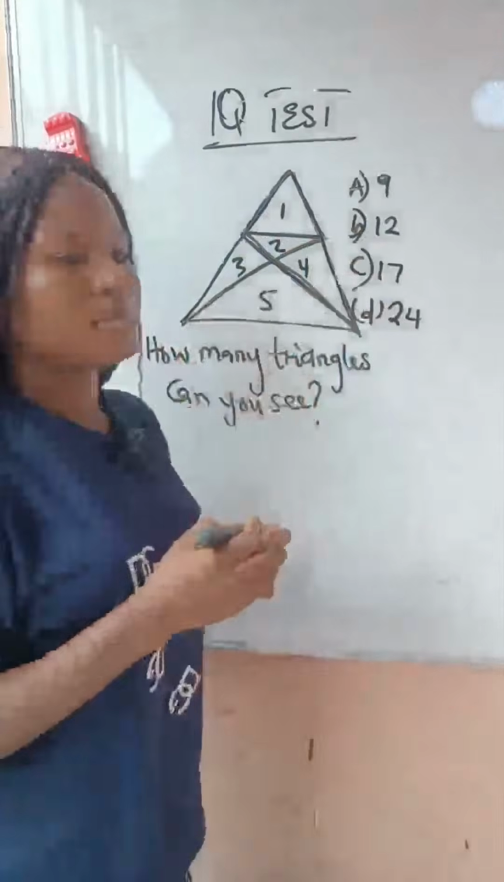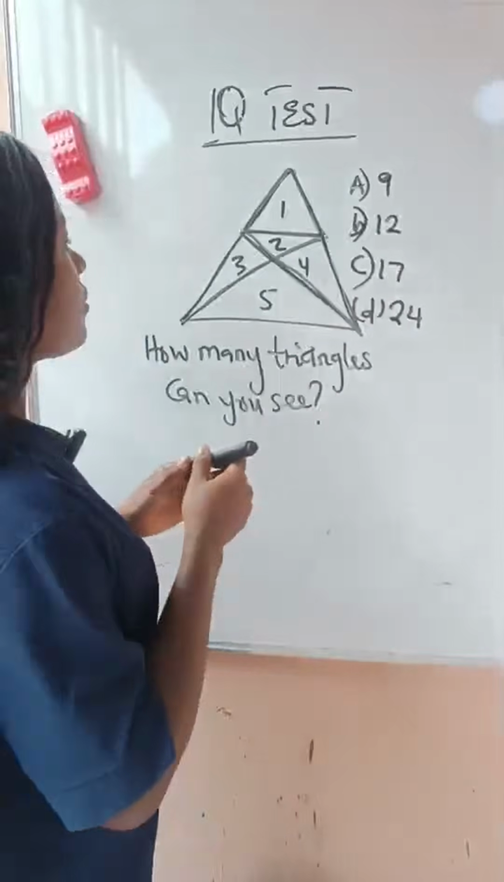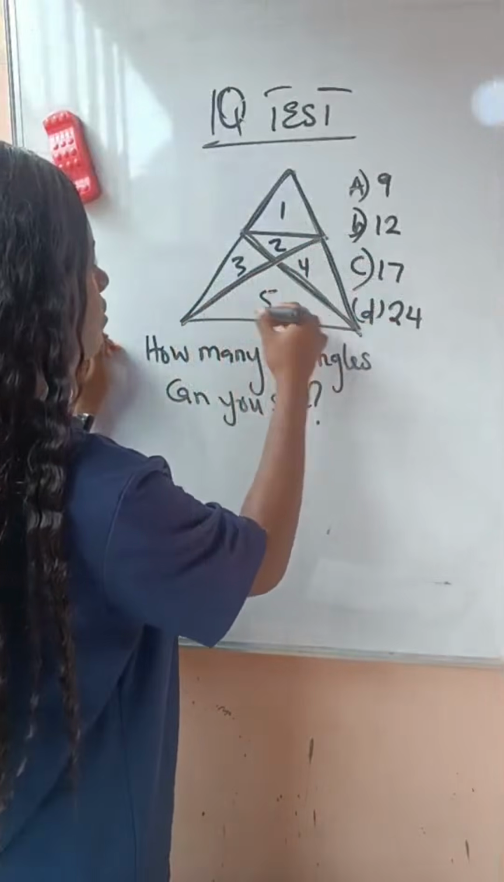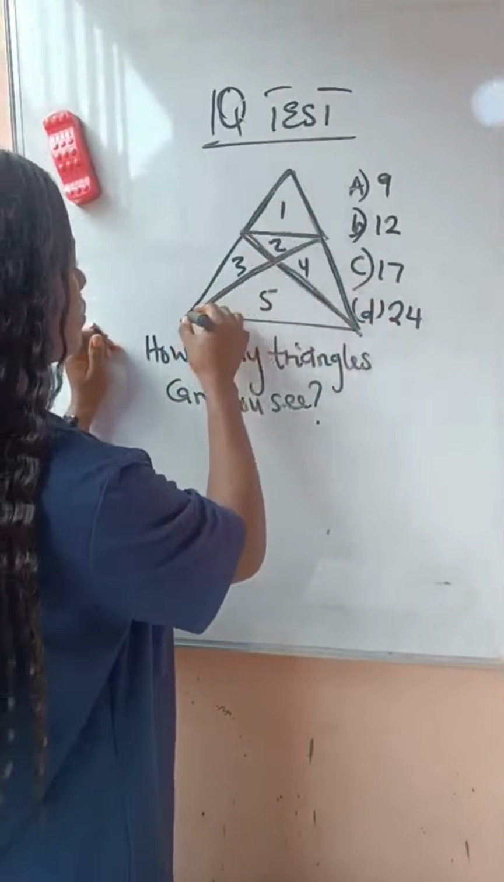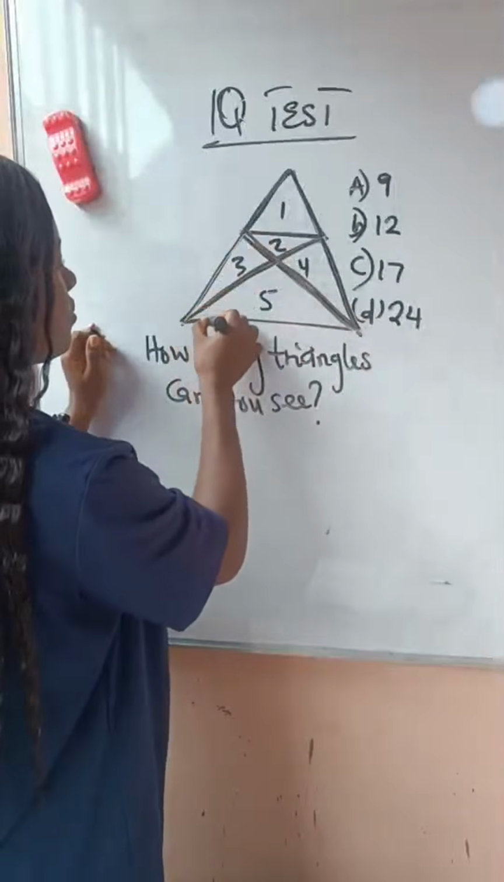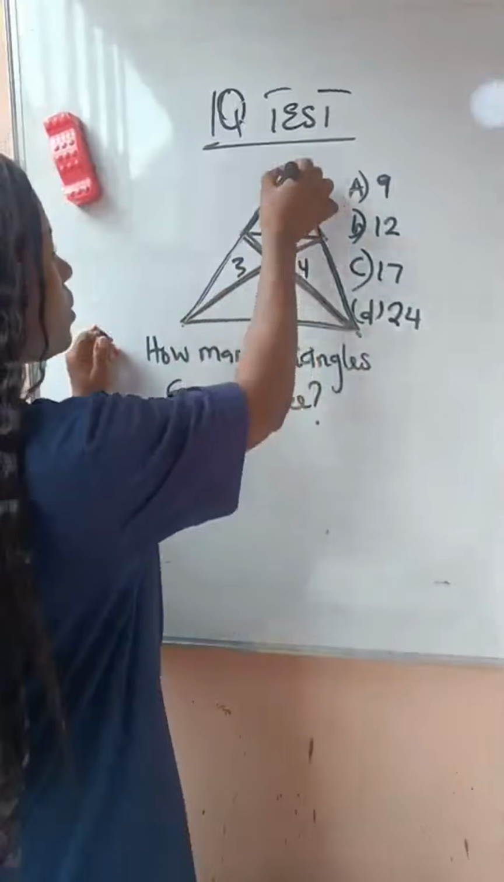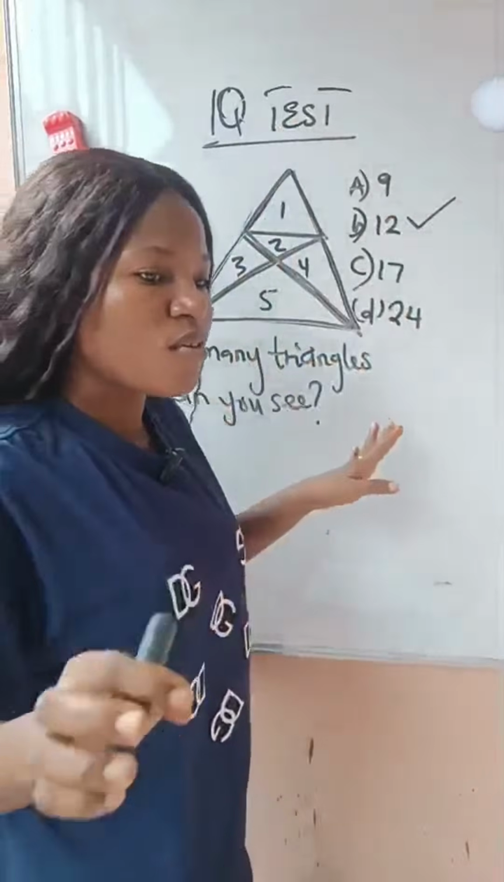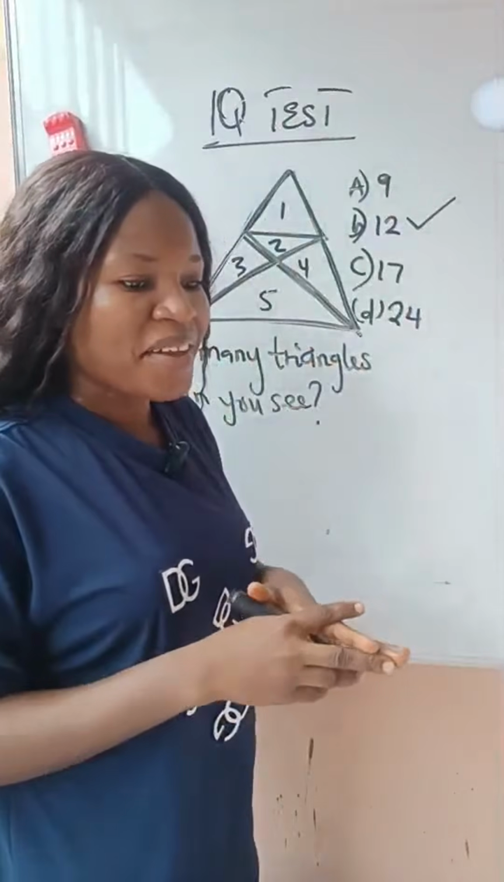Making it 9. Now we have 9. Okay, so you can see that we have this as well. 10. I'm not touching the up at all. So this is 10. And this is 11. Then the biggest triangle is 12. So we have 12 triangles.